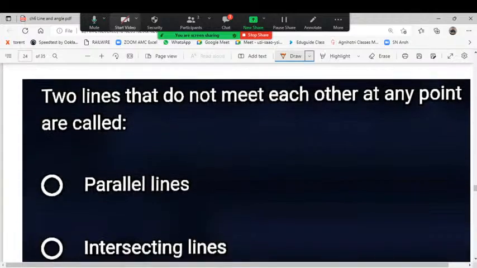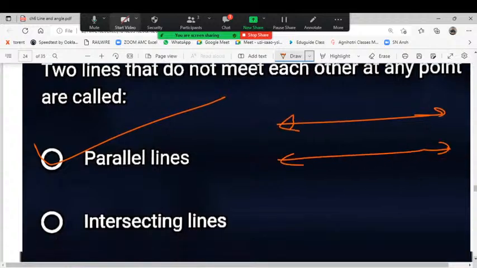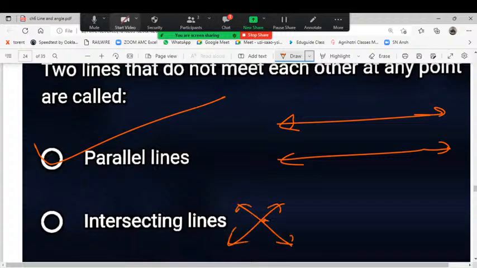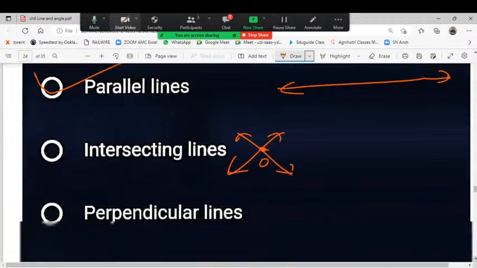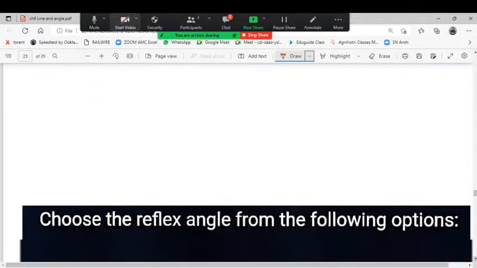Two lines that do not meet each other at any point are parallel lines. If they do not meet anywhere, they are parallel lines, and if they meet somewhere, they are intersecting lines. Okay, can you answer the next question in front of you?